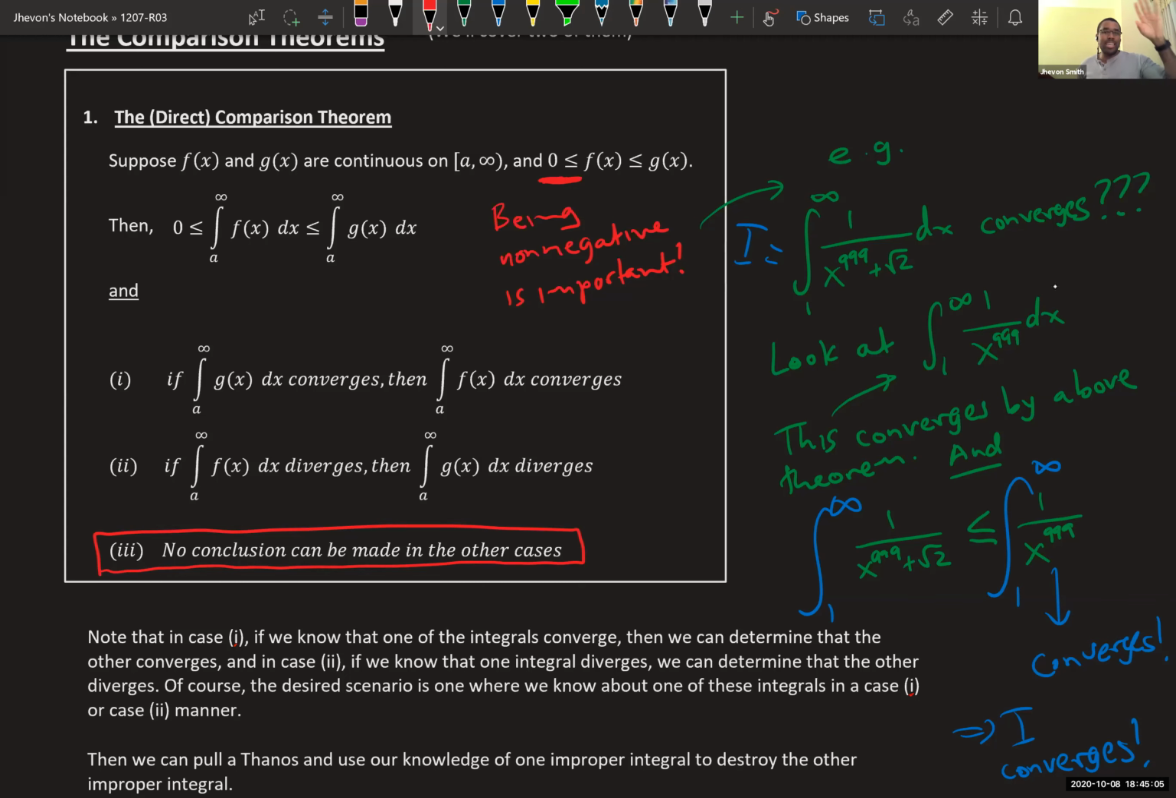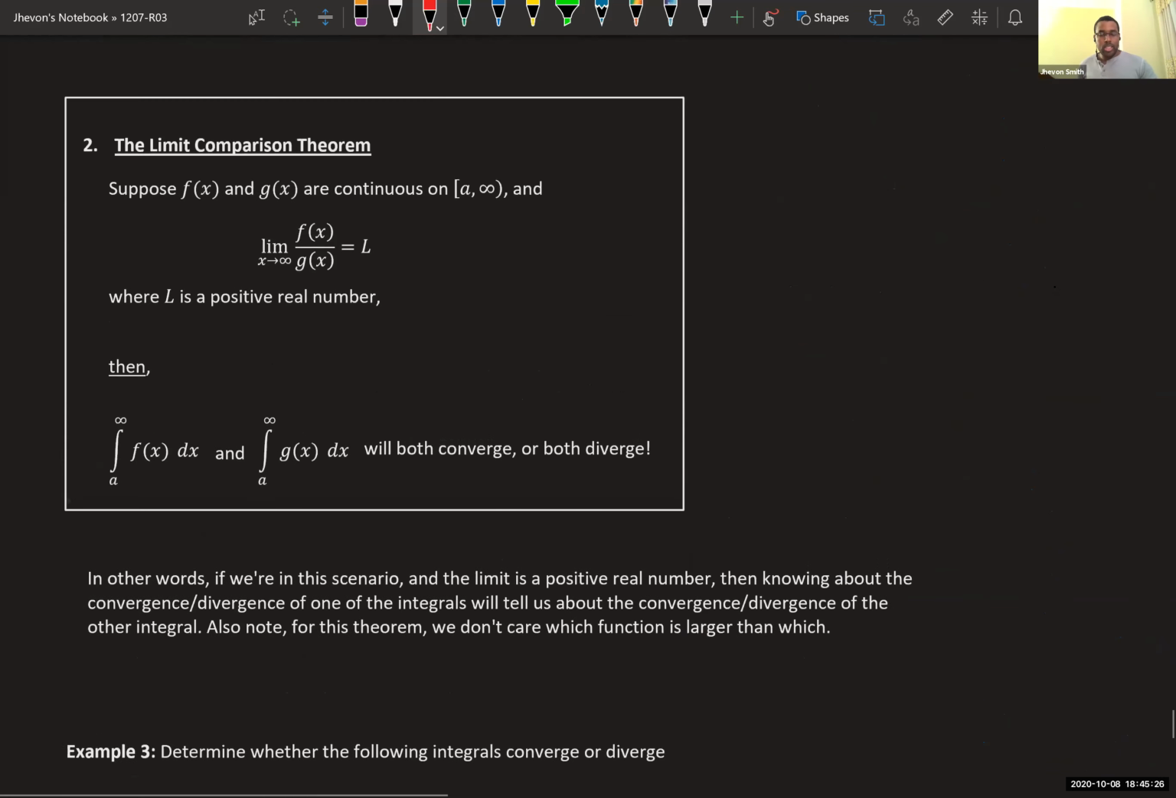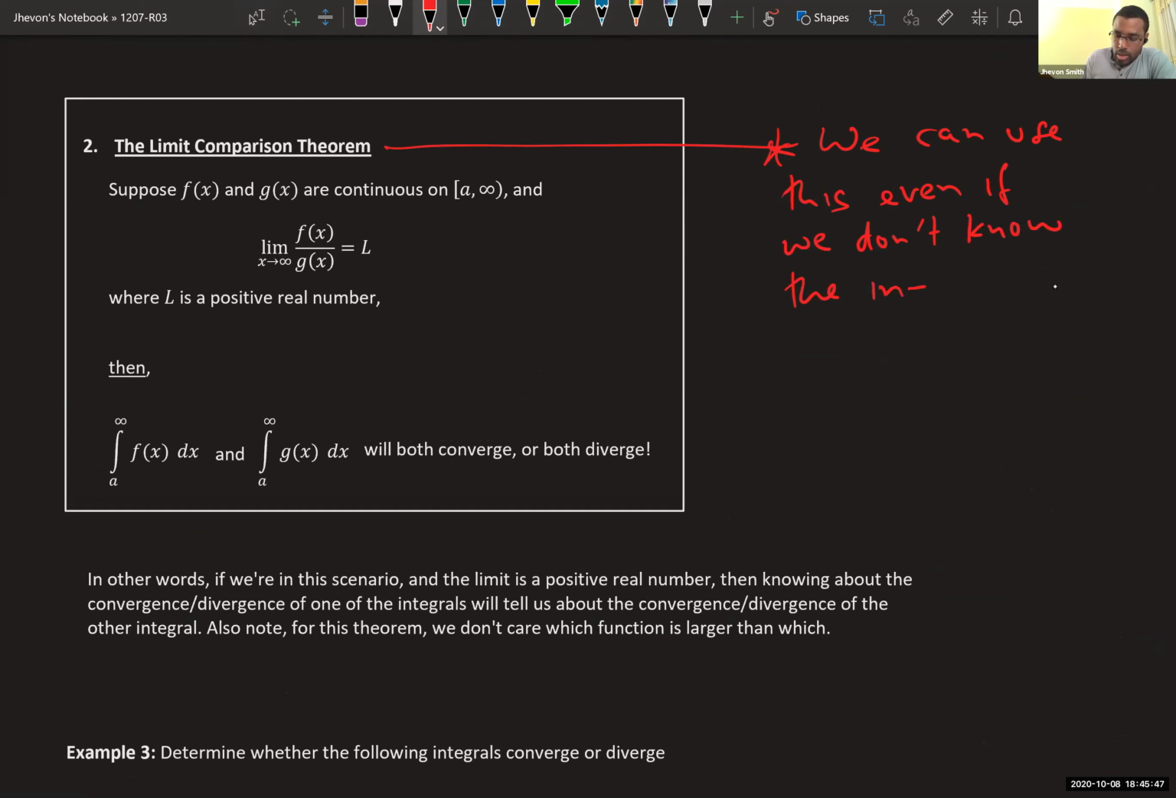What if it was x to the 999 plus a whole bunch of other stuff, and I wanted to compare it to 1 over x to the 999? How would I actually know that the x to the 999 is bigger or smaller? Or even worse, what if I know that the x to the 999 is actually smaller than it? Can I make any conclusions? Well, no. This leads to what's called the limit comparison theorem. So it turns out that, why this guy is important, we can use this even if we don't know the inequality relationship.